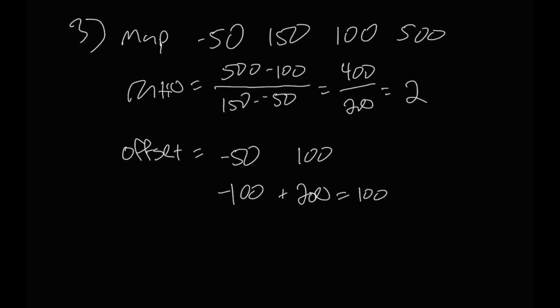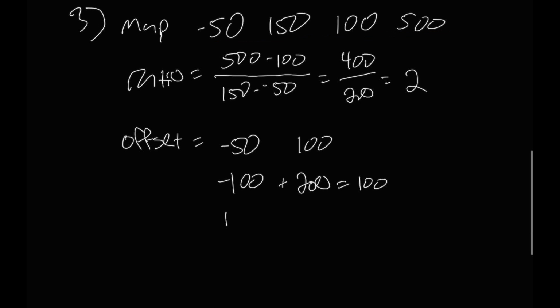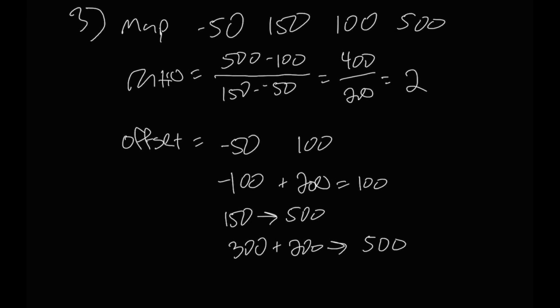Let's see if that also works on the other end. So we've got an input of 150, and we want to get to 500. So we know that our input is going to get multiplied by the ratio. So then that is 300. And then we need to add 200 to get to our last parameter of 500.